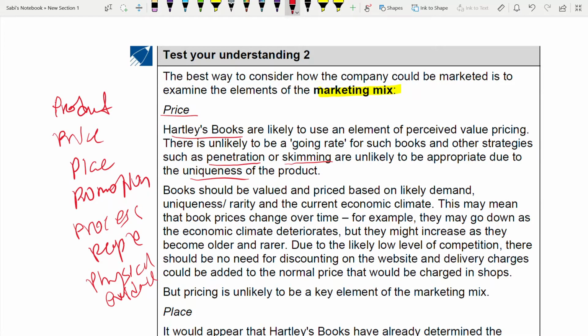Skimming also will work if there are already products there, but your product is superior to them in some way, then you can charge high prices and bring the prices down later. But this is very unique. So even if you try to skim and charge high prices, not many customers will come to you in the initial days. So this also is not likely to work.